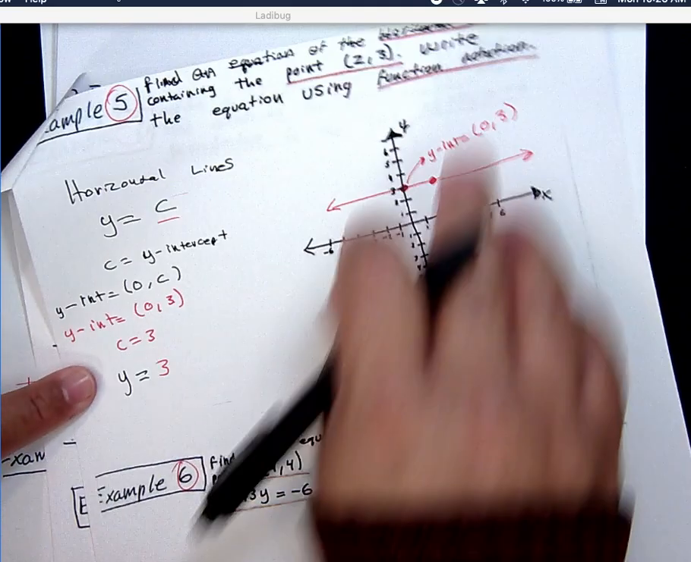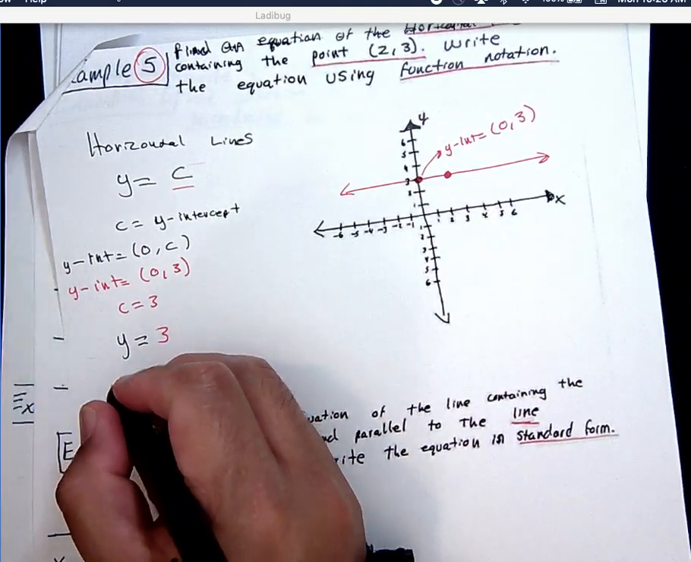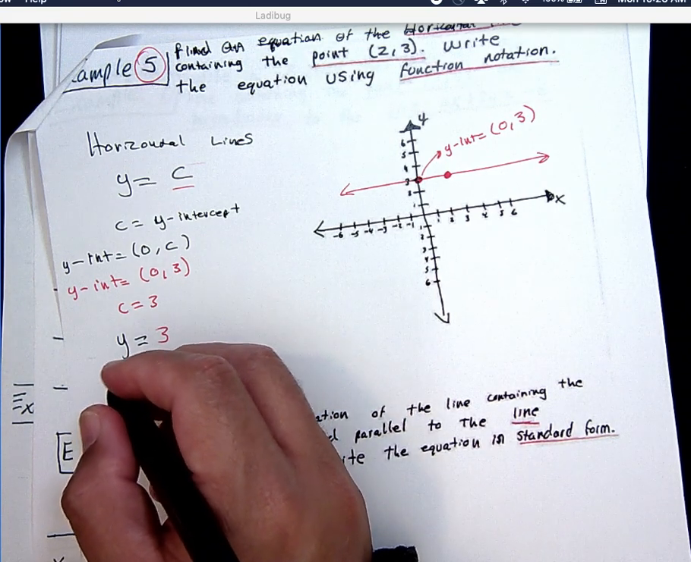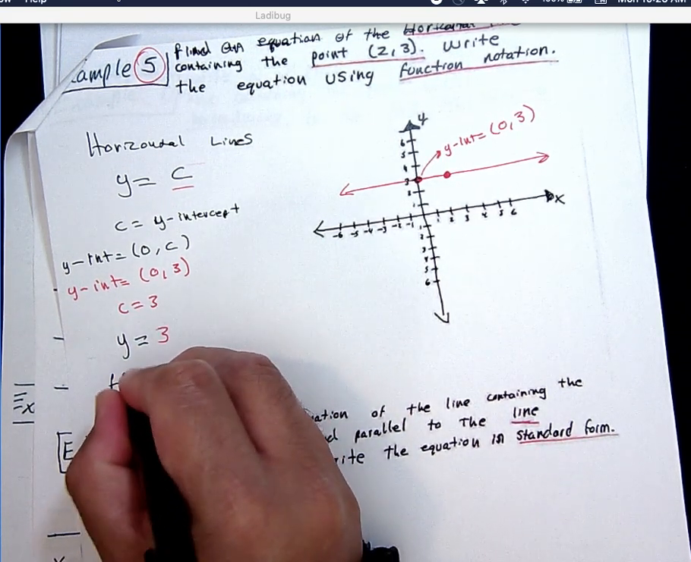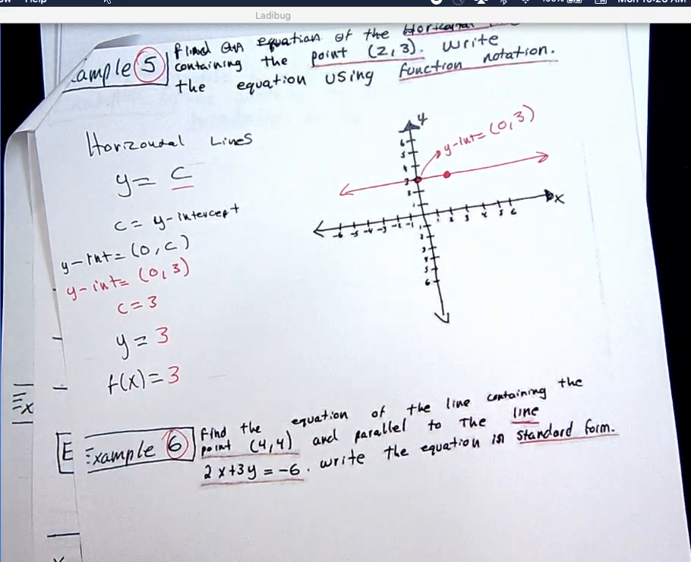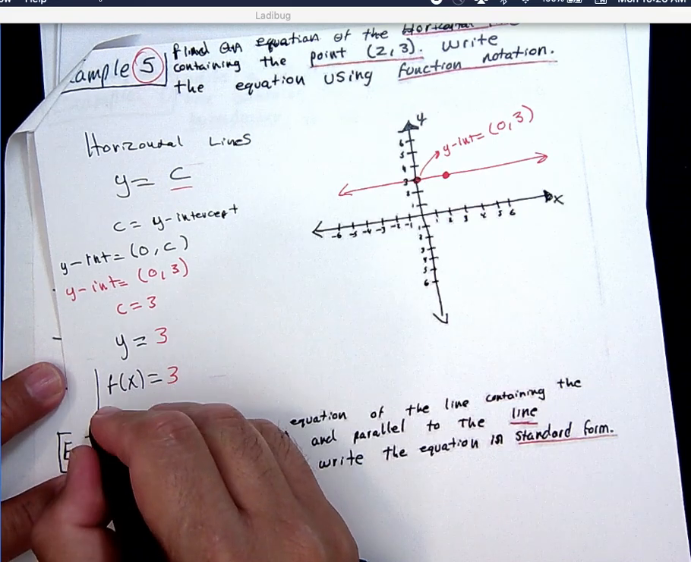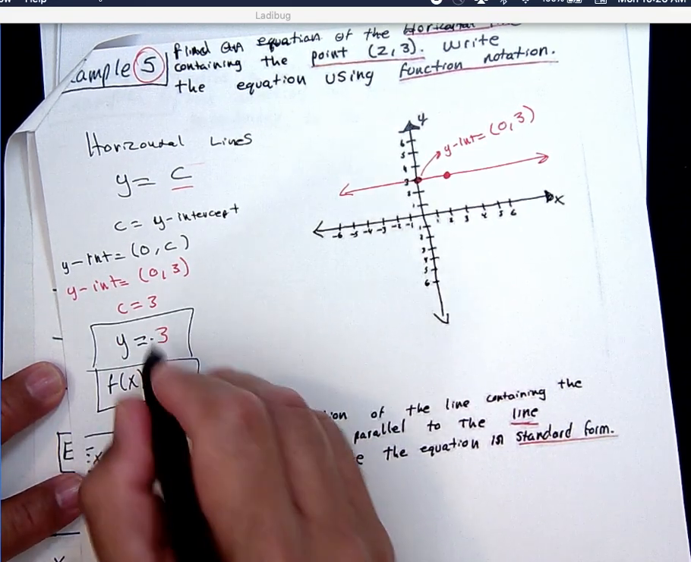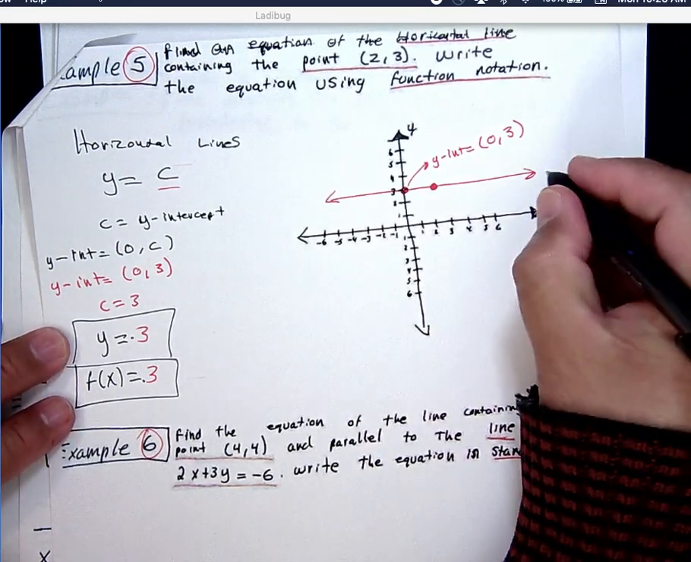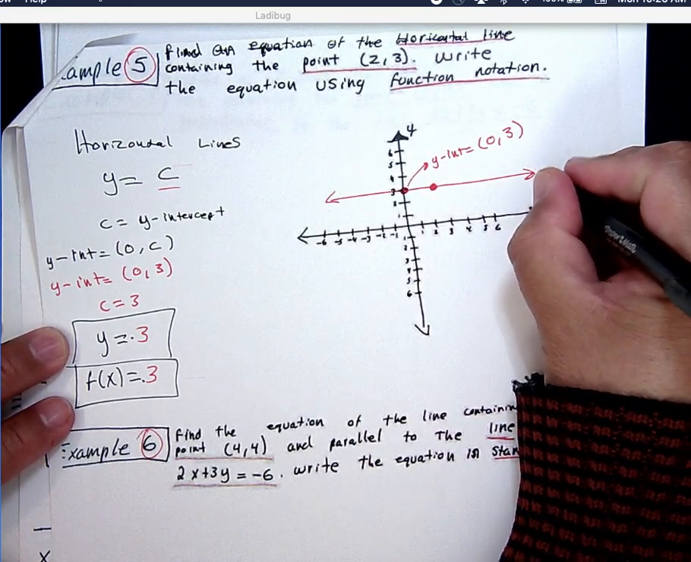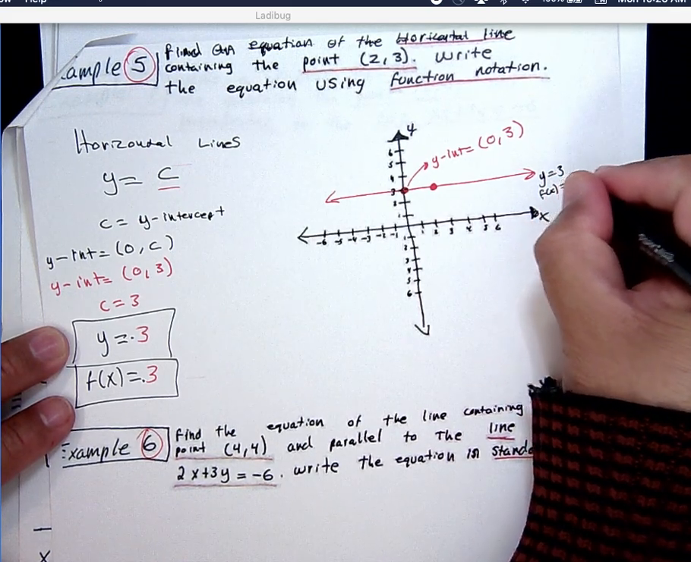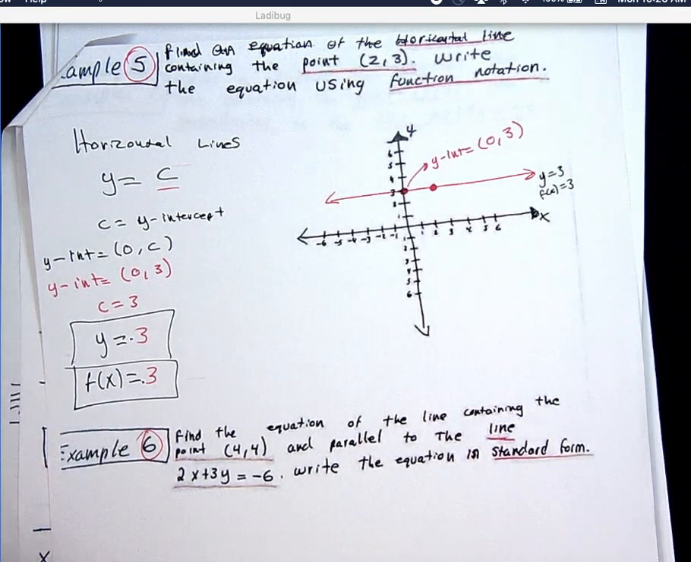Now they want it in function notation, so all you have to do is f of x equals 3. So that would be the answer. That's the function notation of that line. So remember, this is y equals 3 or f of x equals 3. That's the function for that line.